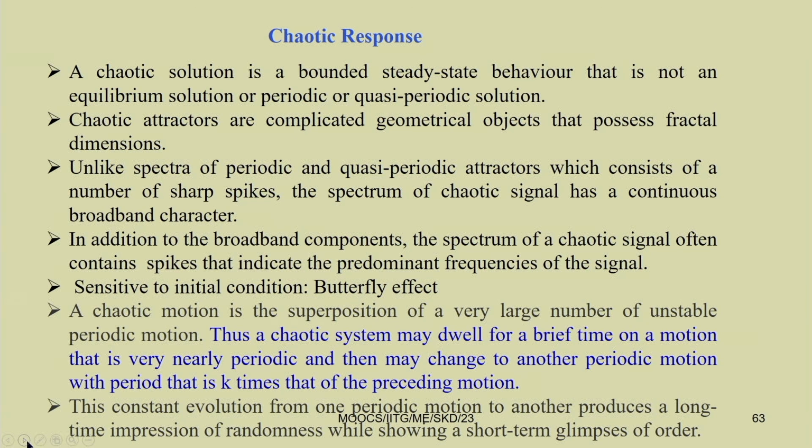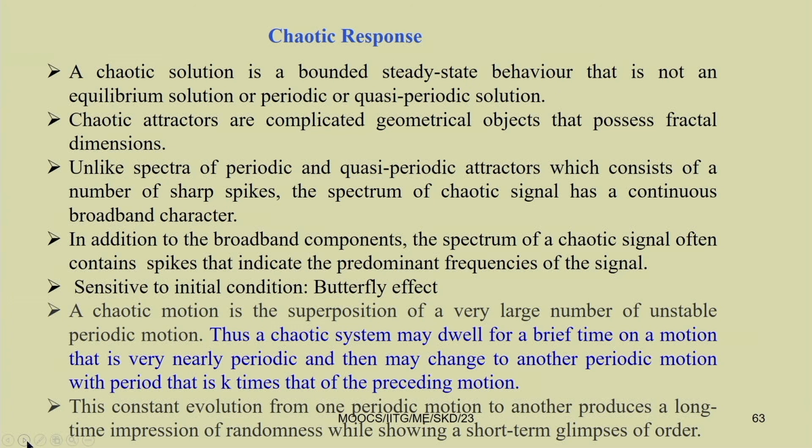In addition to the broadband components, the spectrum of a chaotic signal often contains spikes that indicate the predominant frequencies of the signal. It is very sensitive to the initial condition. That is known as the butterfly effect. If you change this initial condition, it will go to a different chaotic attractor. A chaotic motion is the superposition of a very large number of unstable periodic motions.